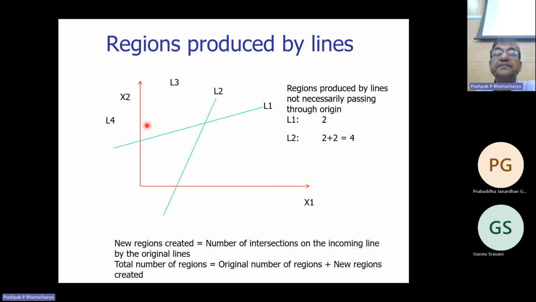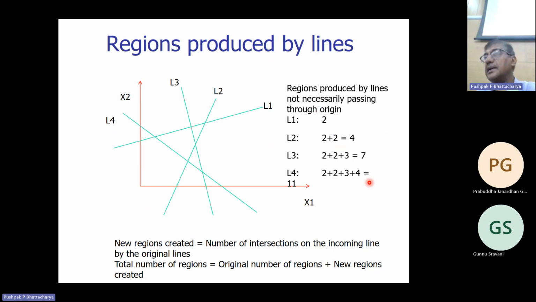When L3 comes in, then that is intersected into 3 segments by the existing 2 lines. And therefore, it adds 3 more regions. Okay, so this is the way to think about it. It's a very useful way of thinking. So we'll exploit this in the upcoming slides. So see how it gets developed: 2 plus 2, 2 plus 2 plus 3, 2 plus 2 plus 3 plus 4, and so on.